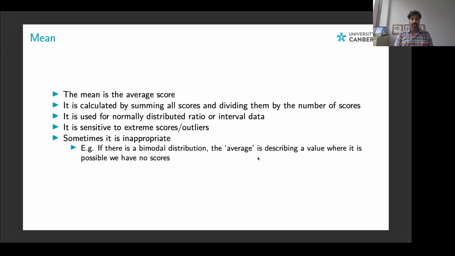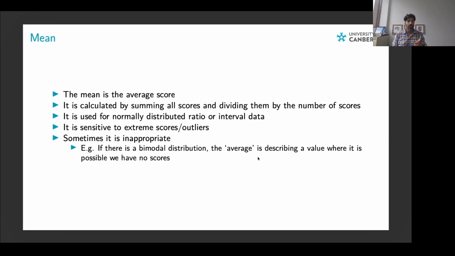And the mean is the average score. So you take all of your data and sum all the scores and divide by the number of scores that you have. So if you have 5 scores, you add them all up and divide by 5, and that's the average. And it's useful for normally distributed ratio or interval data, but it is sensitive to extreme scores or outliers, which is a problem because if you're reporting the mean and you haven't looked at the distribution of your data, it may not accurately reflect your data.